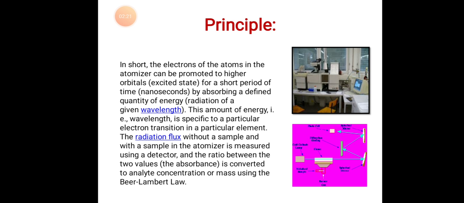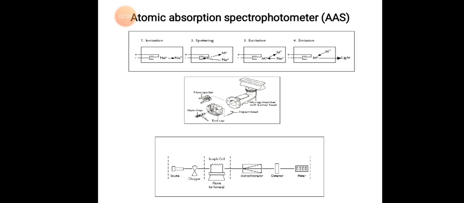The pictorial representation of AAS is given alongside, and the sequence of steps of the reaction procedure used in this AAS is given in the second picture. In the atomic absorption spectrophotometer, first ionization takes place, next sputtering, next excitation, next emission. And this is the light source, the second picture, and this is the whole picture. Here the light source, next the chopper, next the sample cell or flame or furnace, monochromator, detector, and readout.